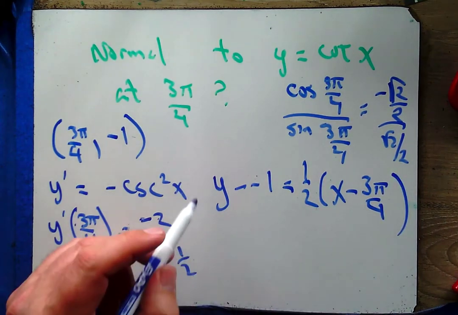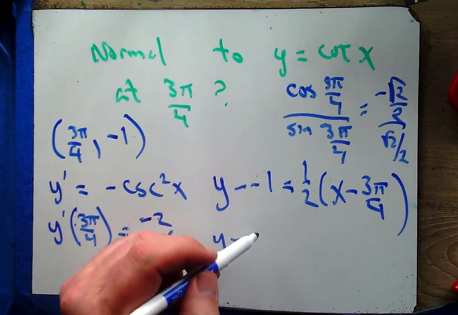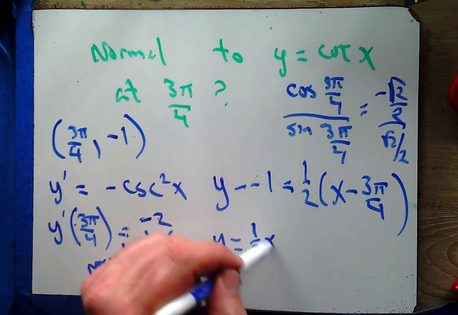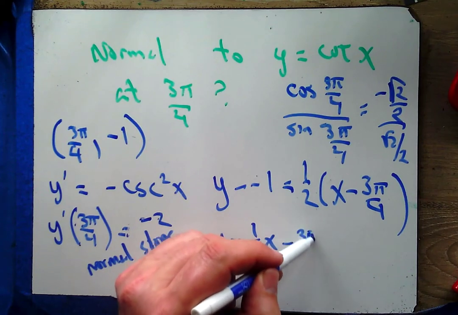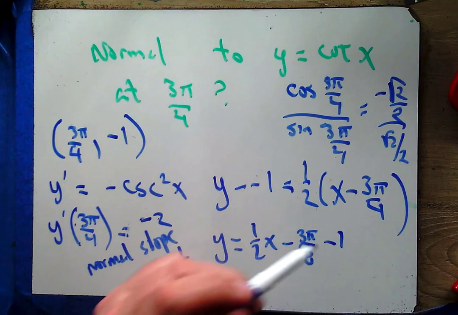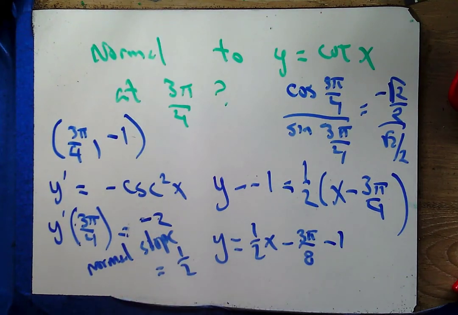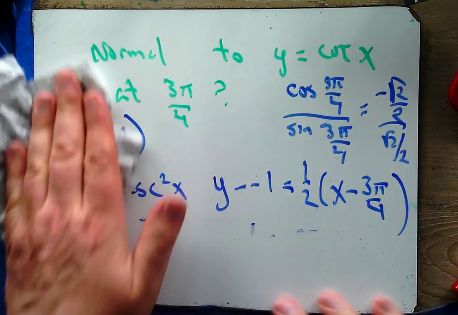And you can certainly stop there, or you can tidy this up further. We have 1/2 x minus 3 pi over 8 minus 1. Why do that? Just leave it like that.